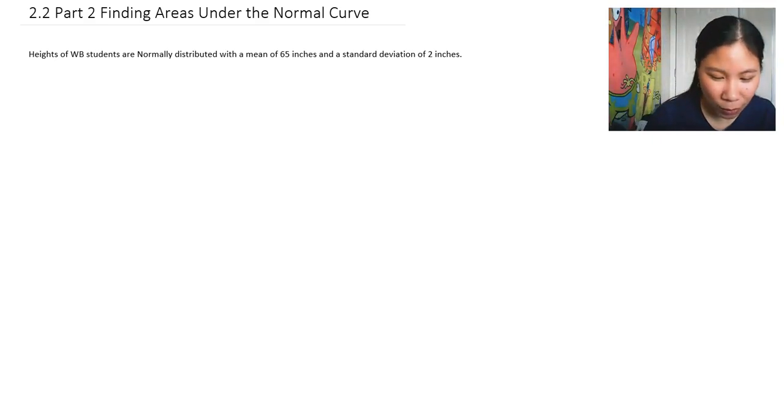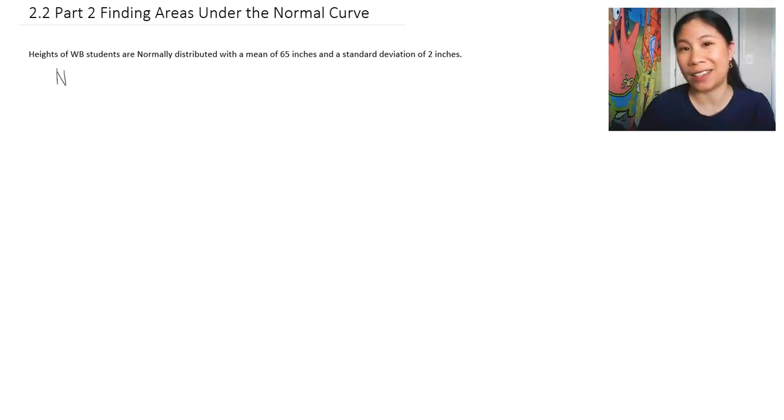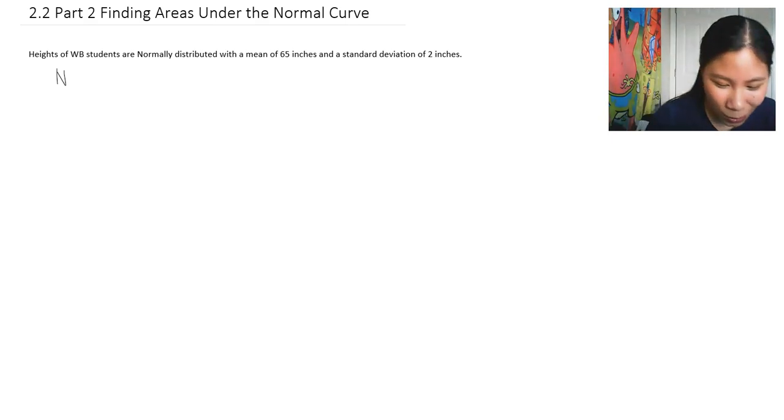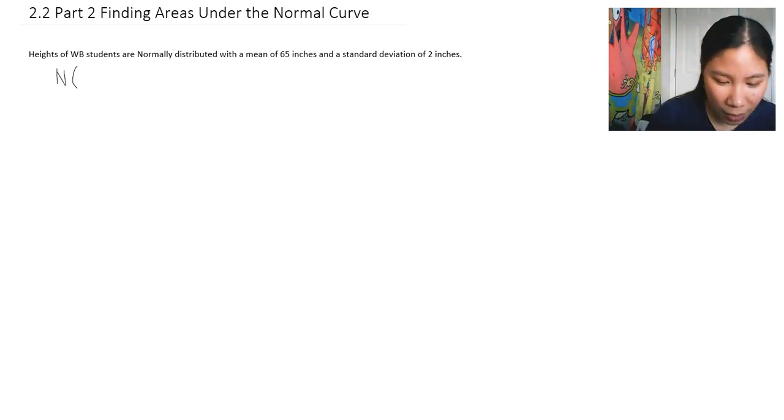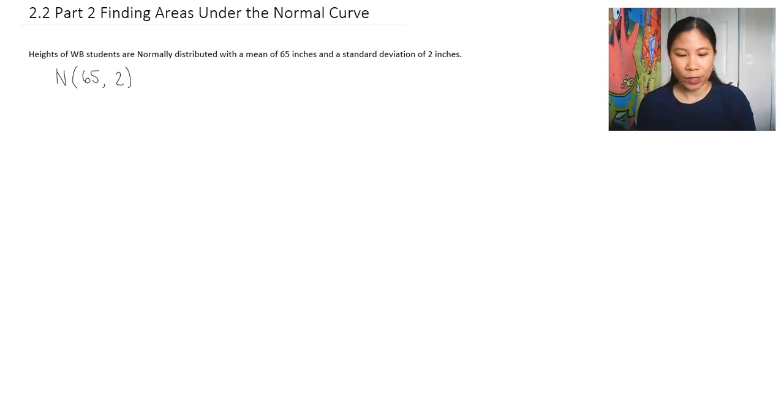Another way we can write this, shorthand style, because mathematicians are lazy people, so we like to use symbols, is to use a big N and then parentheses to signify that it's normally distributed. The first number that goes in it is always the mean, and the second number is the standard deviation. So seeing N(65, 2) tells people that this is normally distributed with a mean of 65 and a standard deviation of 2.